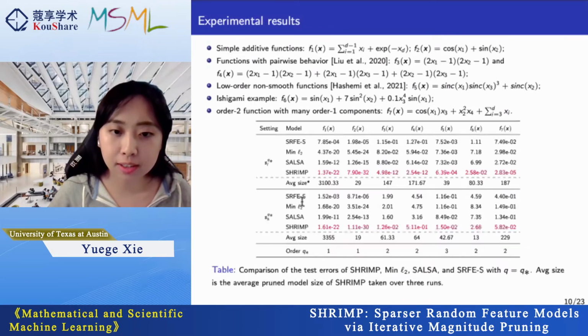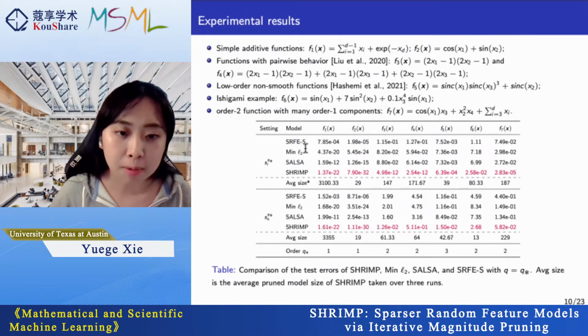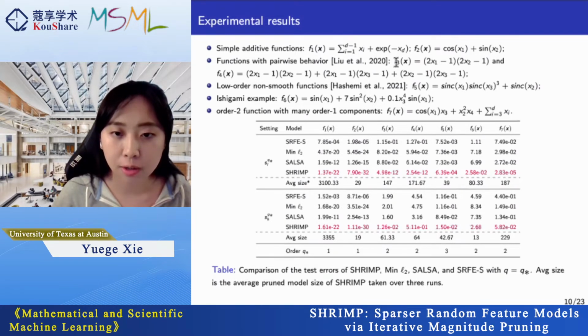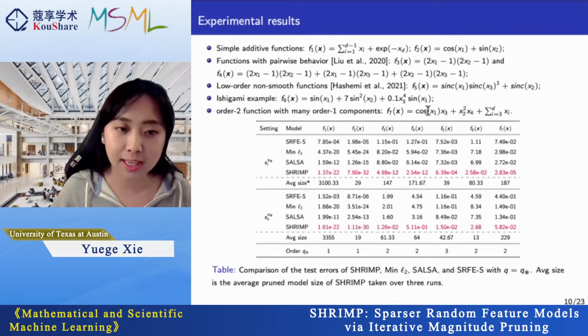We first evaluate different methods, the sparse random feature methods by Hashemi, Ward and others, and also the plain minimum L2 solution and the state-of-the-art method SALSA on the synthetic functions. Those functions are either simple additive functions or functions which are used in previous works. And in these experiments, we mainly focus on the low order interaction functions.